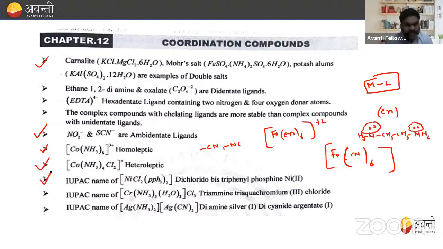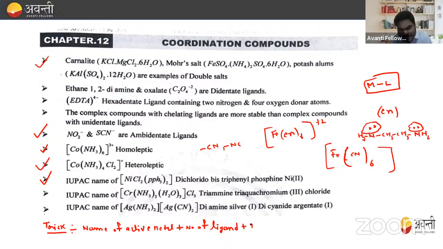Now the next point is the IUPAC name, which is also very important. Here I'm sharing one small trick with all of you on how to write the IUPAC name of a complex. Just follow this trick and you will be able to write the IUPAC name. First of all, write the name of the active metal. Then write the number of ligands, whether it is di, tri, tetra, hexa. Then write the name of the ligand.